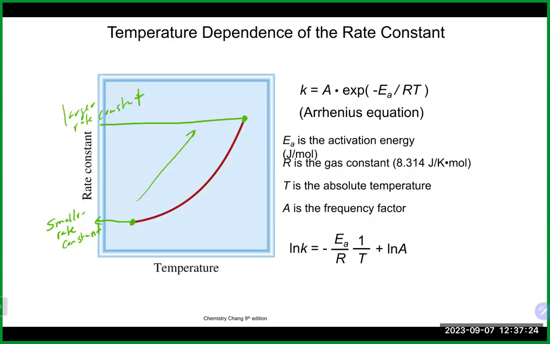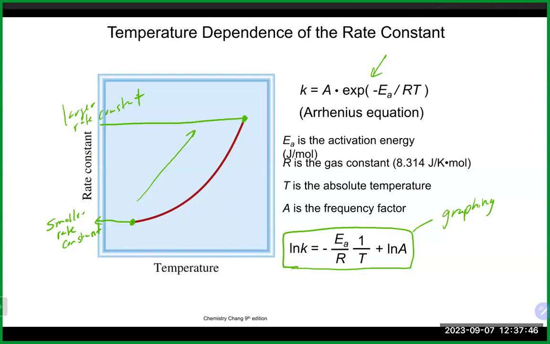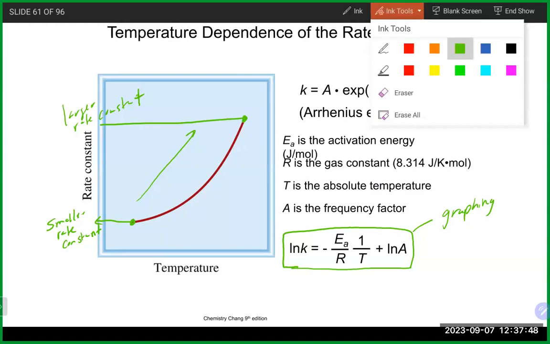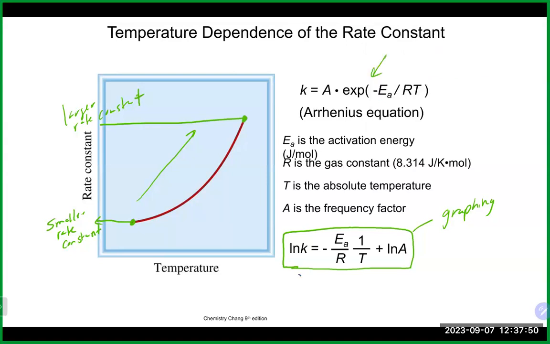So we could come through the Arrhenius equation here and natural log it. And we get this equation, which is one version of the Arrhenius equation. This is the version that we use for graphing for the most part, and it is in our favorite form, our straight line form, y equals mx plus b.